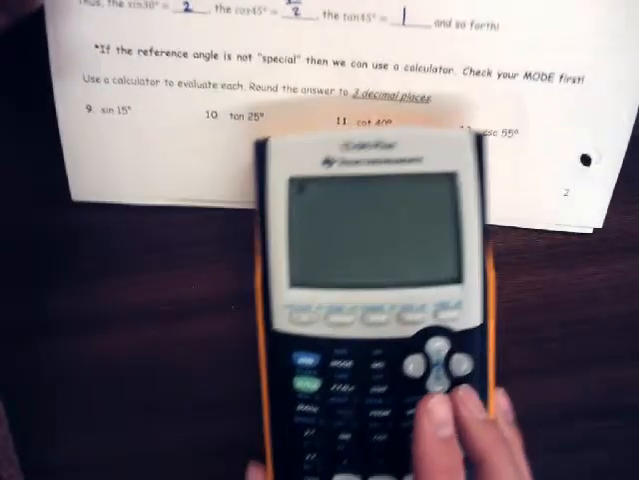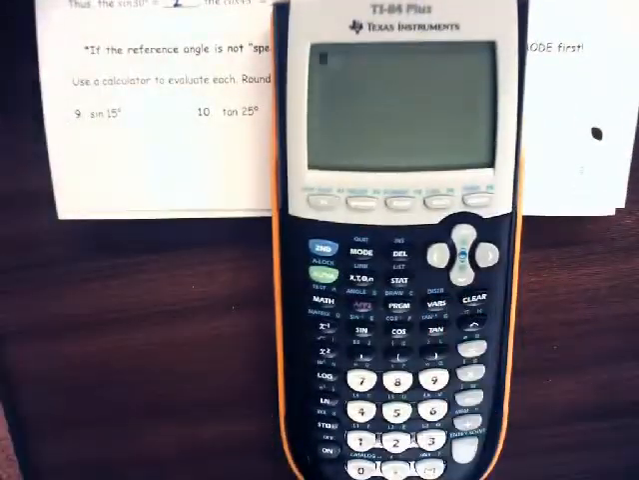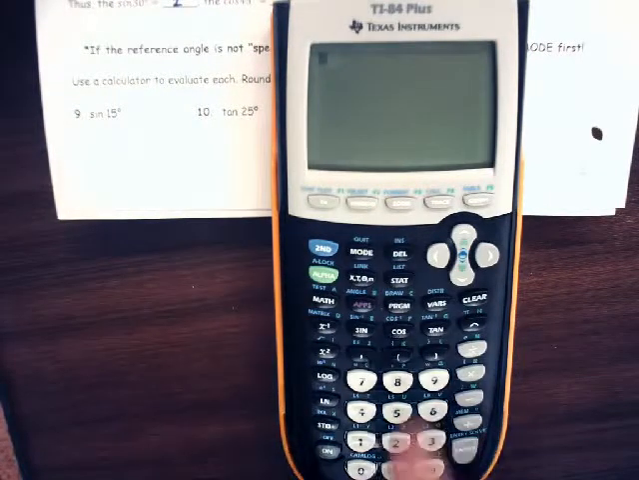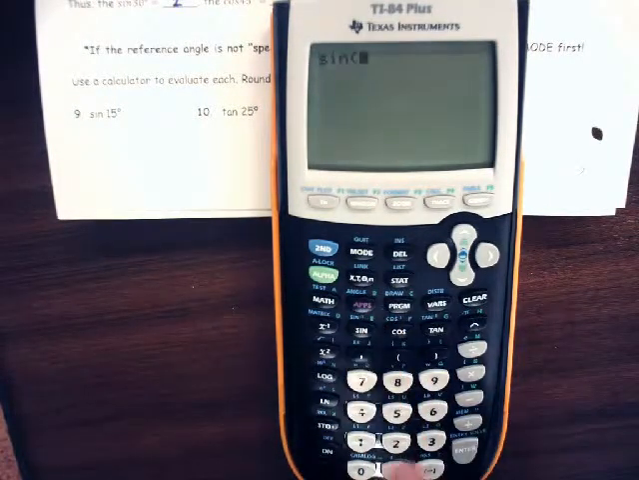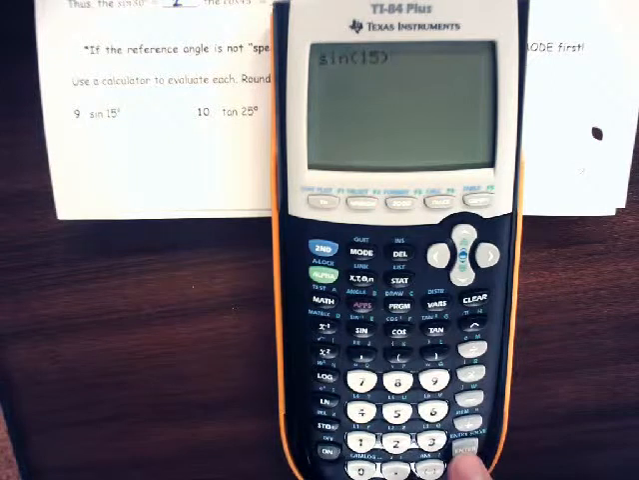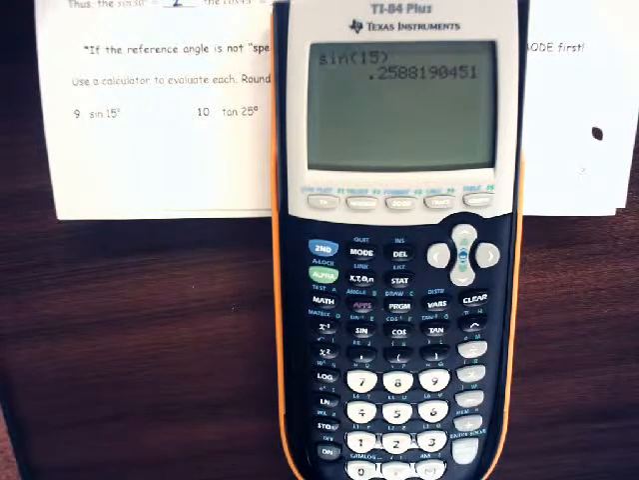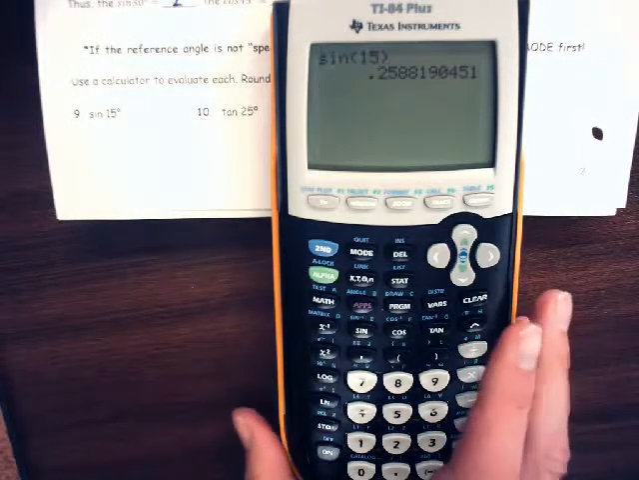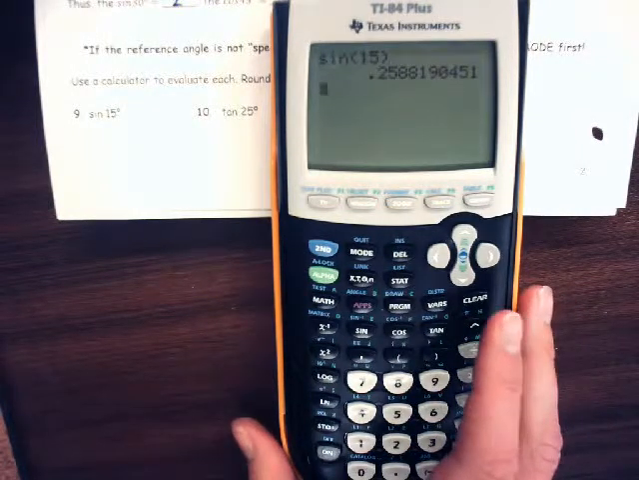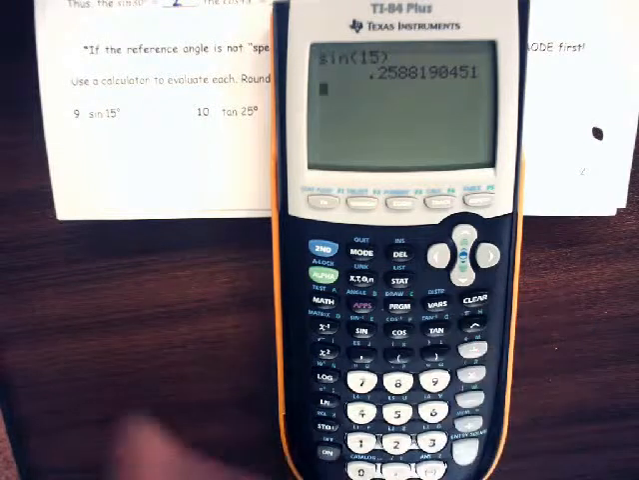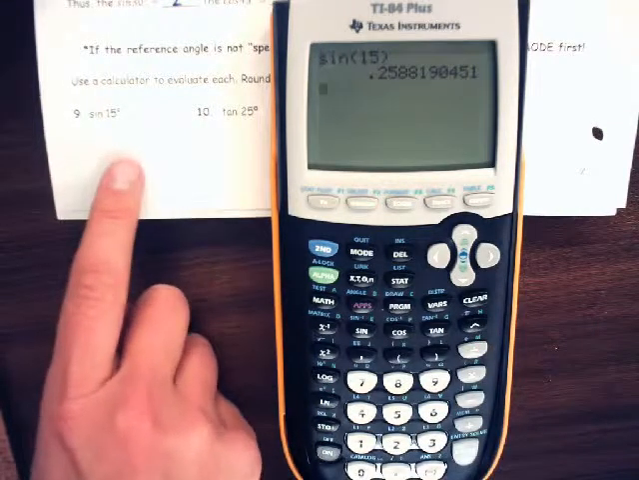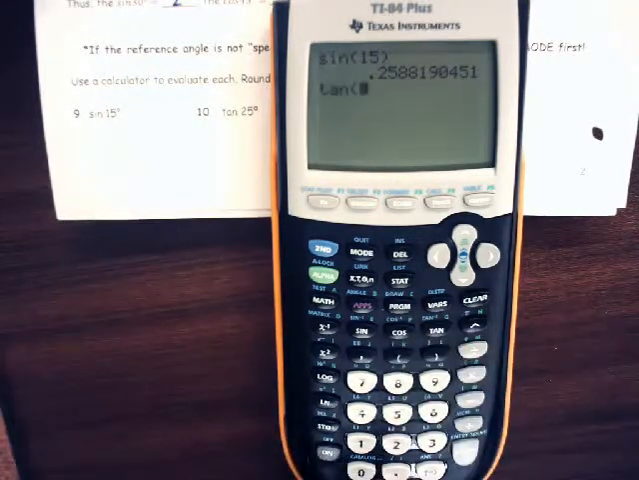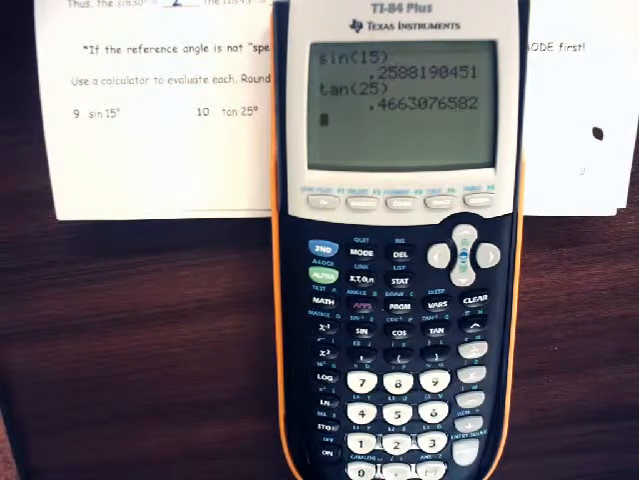Okay, so if I need to find the sine of 15, that's what the first problem says here. I'm just going to use my calculator, and I'm going to push sine of 15 and enter. And I get 0.2588. I think the instructions say 3 decimal places, so round it to 3 decimal places. And we would just write that right here. The tangent of 25, I just push tangent 25, and I get 0.663.